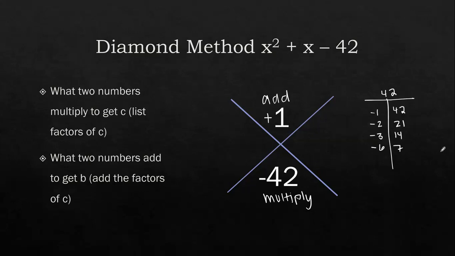Which two would add to get me positive 1, but multiply to get me negative 42? Perfect. Negative 6 and positive 7. Negative 6 plus 7 is positive 1. Negative 6 times positive 7 is negative 42. If there's confusion, I need to know.